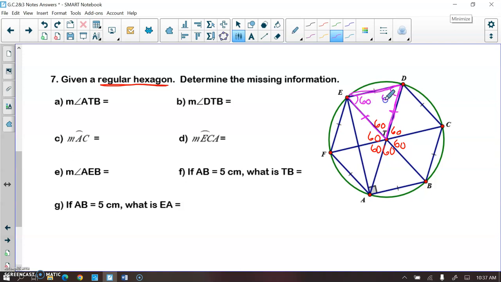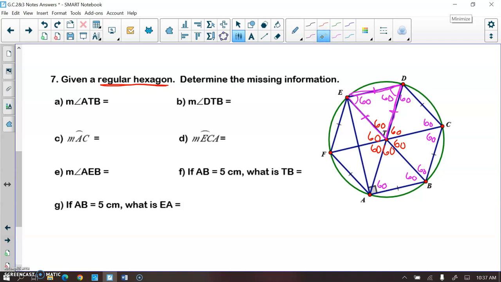which doesn't even make this isosceles, it makes it equilateral. So all of these angles are 60 degrees as well. And all of these are equilateral triangles. I'm going to refrain from actually doing the rest because we're going to talk about that.